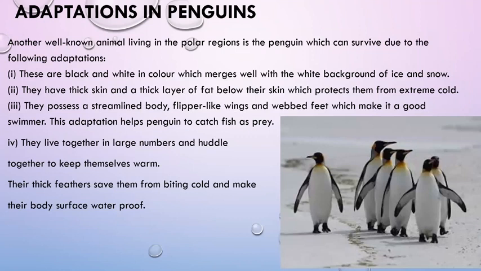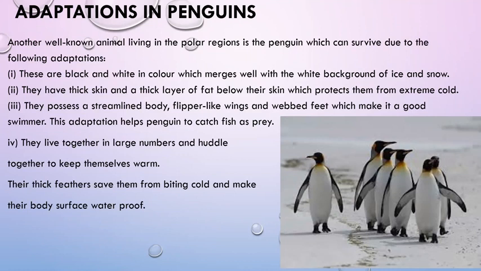Now let's discuss penguins and their adaptations in the polar regions. Penguins are flightless birds and another well-known animal living in the polar regions, which can survive due to the following adaptations in the adverse conditions of polar region. These are black and white in color, which merges well with the white background of ice and snow. They have thick skin and a thick layer of fat below their skin, which protects them from extreme cold.